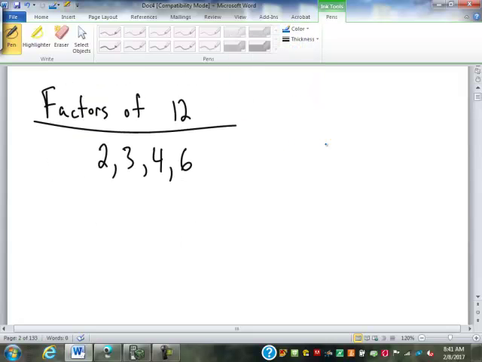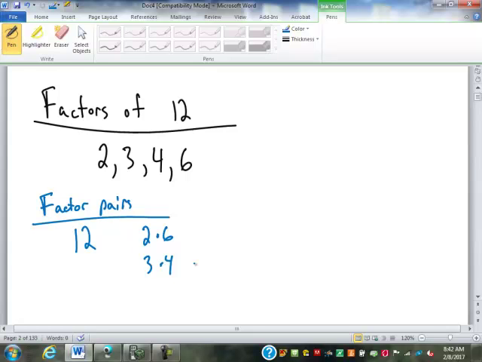A lot of times we get something called factor pairs. So again, this is for factoring 12. I could have 2 times 6 or 3 times 4. I could, if I really wanted to get technical, do negative 2 times negative 6, whatever. We're going to just stick with positives for right now, because the negatives mechanically are not very useful unless we get into algebraic factoring.